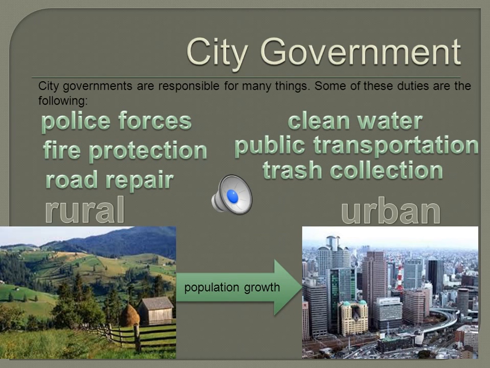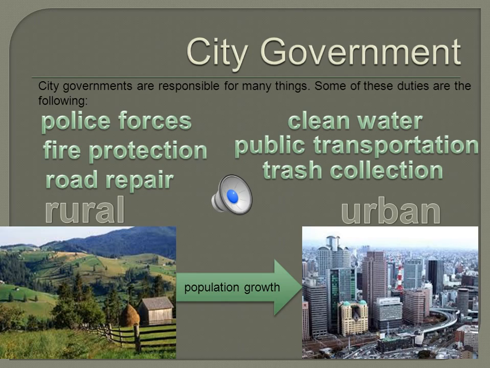So for many years, most American citizens lived in rural areas, like on farms or in small towns. And as our population has grown, we have shifted from rural to more urban or city areas. And city governments must serve the needs of many people. This is sometimes difficult because some areas of large cities have become exceedingly crowded.